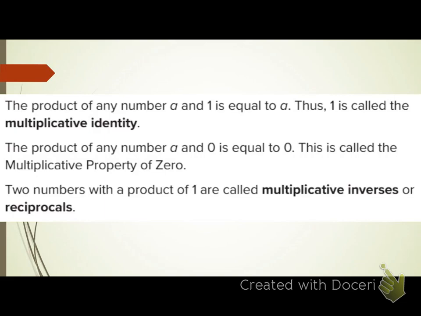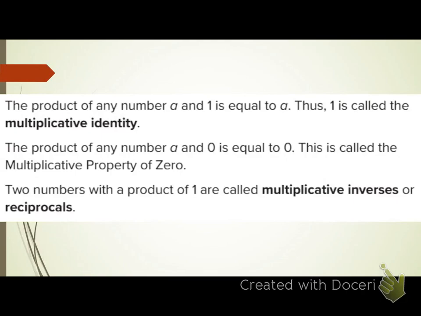The product, now let's talk about multiplication. We've talked about addition all the way up to this point. Multiplication, the product of any number A and 1 is equal to A. If I multiply any number times 1, what do I get? The same number. Itself, right? 3 times 1 is 3. 5 million times 1 is 5 million. Any number times 1 is equal to itself.